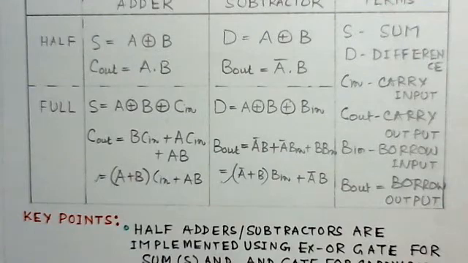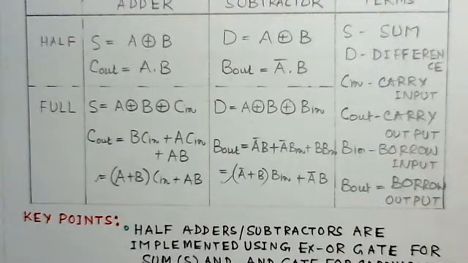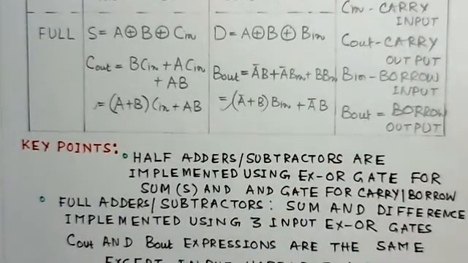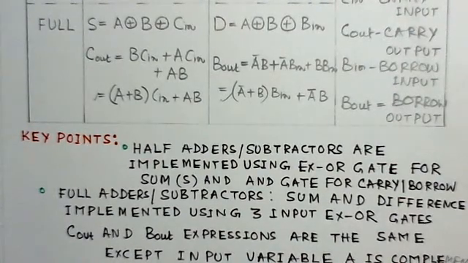Half adders and subtractors are implemented using an XOR gate for sum and an AND gate for carry and the borrow. That we have already seen. Full adders and subtractors, sum and difference, are implemented using 3-input XOR gates. C out and B out expressions are the same except for the input variables. They are the same except the input variables. Here again, except the input variable A is complemented.